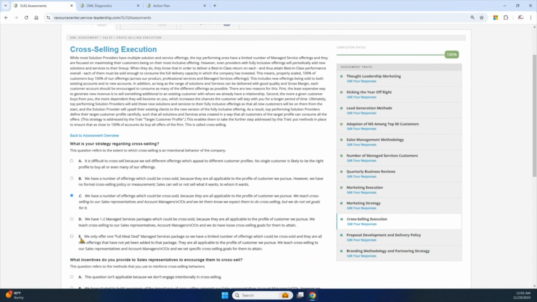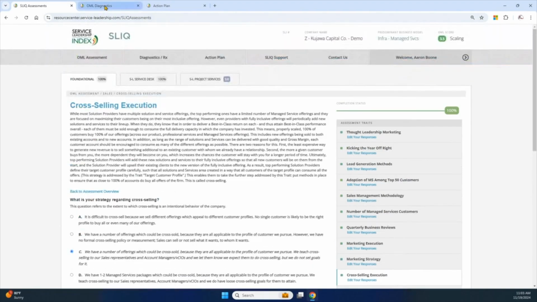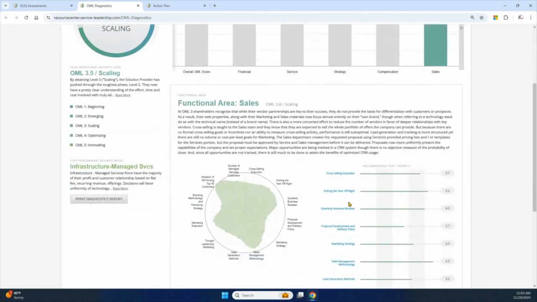But if that's all that we were doing inside of SLIQ, this would not have nearly as much value as it does. So next up, we're going to take a look at the diagnostic/RX module. So when you're done doing your assessment, which is in and of itself a high value exercise that you should get a lot of benefit from, you can go here and you can see your overall OML score here, the 3.5. Then when you start looking across the 5 different functional areas, you can start to drill in there and see what your individual scores are across the different traits inside of SLIQ. Let's go to sales and let's go take a look at that quarterly business review trait.